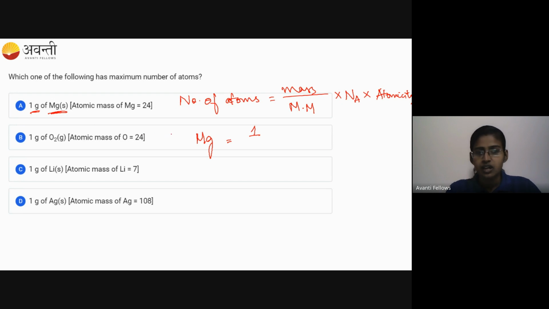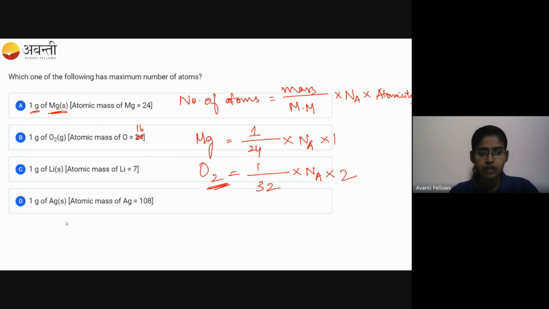It is 1 gram and the molar mass of magnesium is 24 into Avogadro number. Atomicity means the number of atoms present. So in magnesium, we have only 1 atom, so the atomicity will be 1. And coming to oxygen, the mass is 1 and the atomic mass of oxygen here is wrong. It is actually 16. So 16 into 2 will be 32 into Avogadro number. Atomicity, if you see here, we have 2 oxygen, right? So the atomicity will be 2.